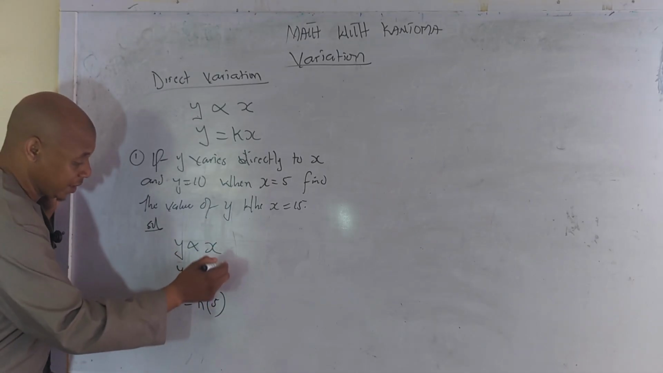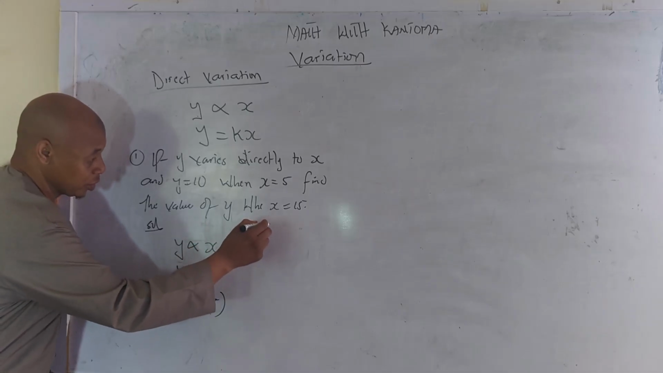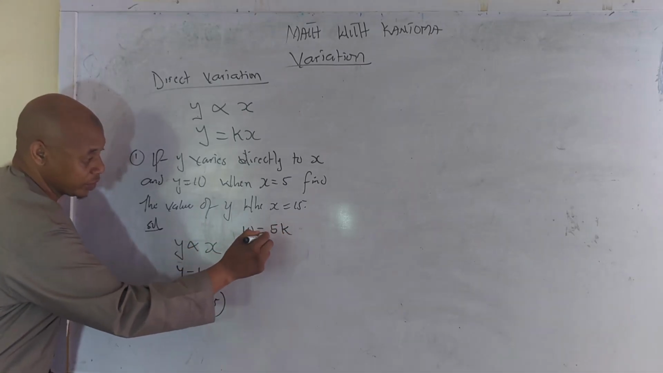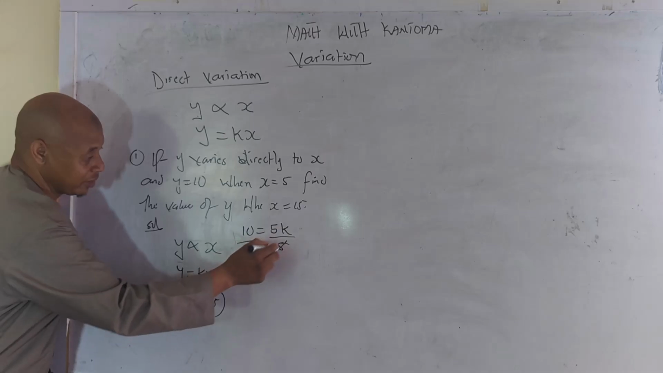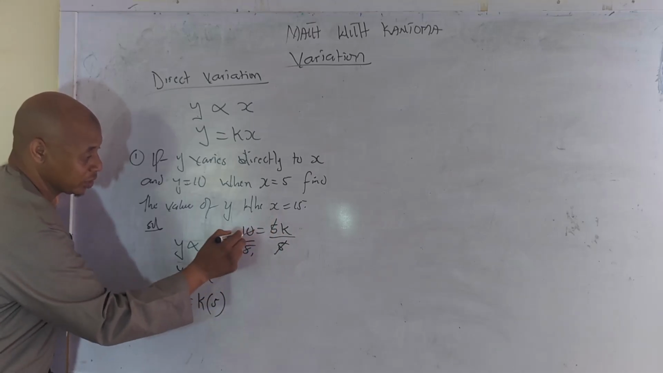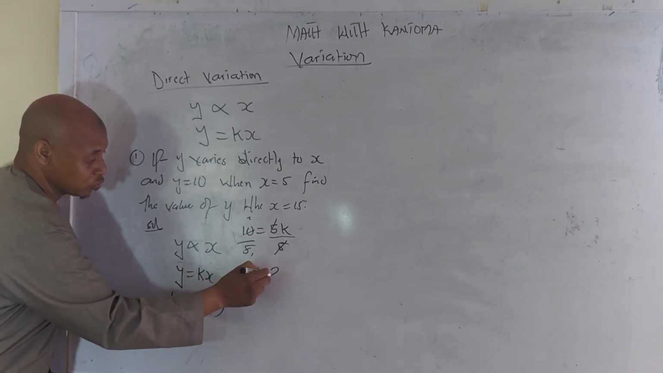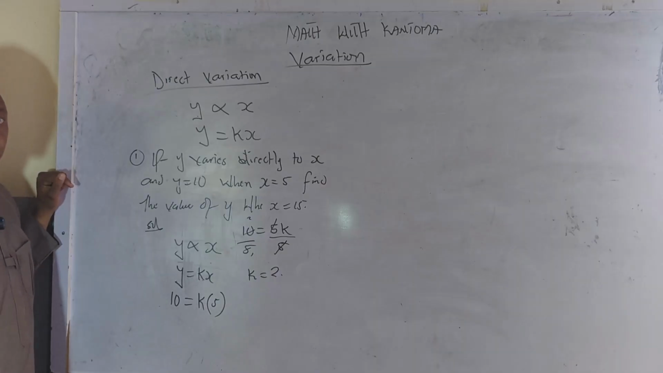Now if we simplify this, 10 is equal to 5k. We are looking for the constant. We divide both sides by 5. 5 here is 1, 5 here is 2. So k is equal to 2, meaning the constant of the variation is equal to 2.